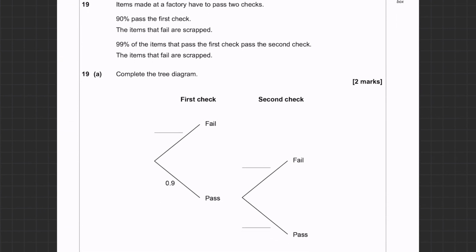Question 19 is a nice probability question. Items made out of factory have to pass 2 checks. 90% pass the first check, the items that fail are scrapped. 99% of the items that pass the first check pass the second check. The items that fail are also scrapped.